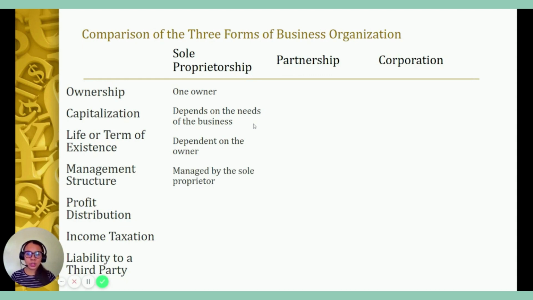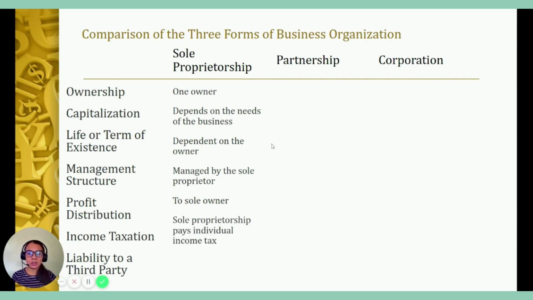The management structure, it is managed by the sole proprietor. Just like what is mentioned in the early part of this video, most small businesses choose to be in sole proprietorship form, and whoever owns the business also manages the business. In profit distribution, of course, all profit goes to the sole owner. There's no other people he needs to share it with since there's only one owner.